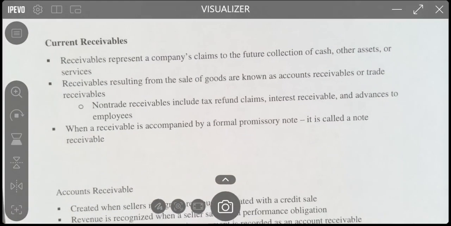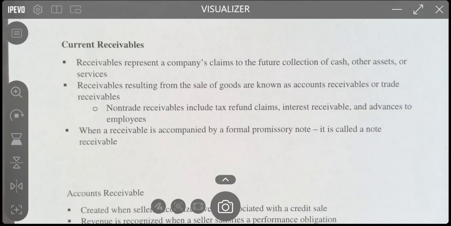Yet another current asset is current receivables. Receivables represent a company's claim to the future collection of cash, other assets, or services. Receivables resulting from the sale of goods are known as accounts receivable or trade receivables. Non-trade receivables include tax refund claims, interest receivable, and advances to employees, among others. When a receivable is accompanied by a formal promissory note, it is called a note receivable.